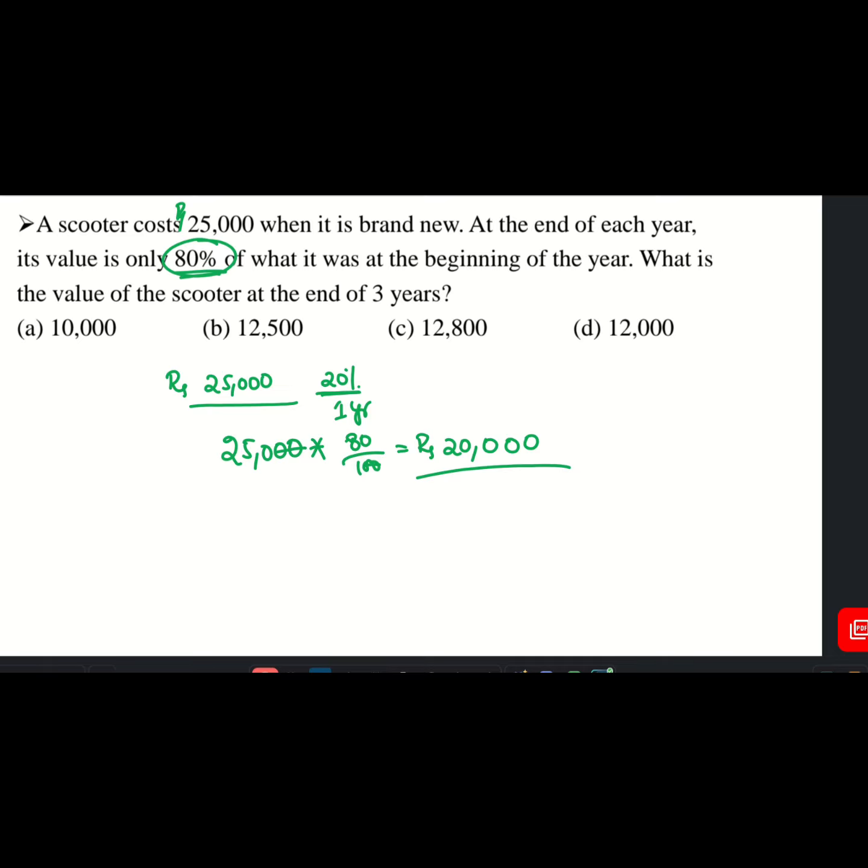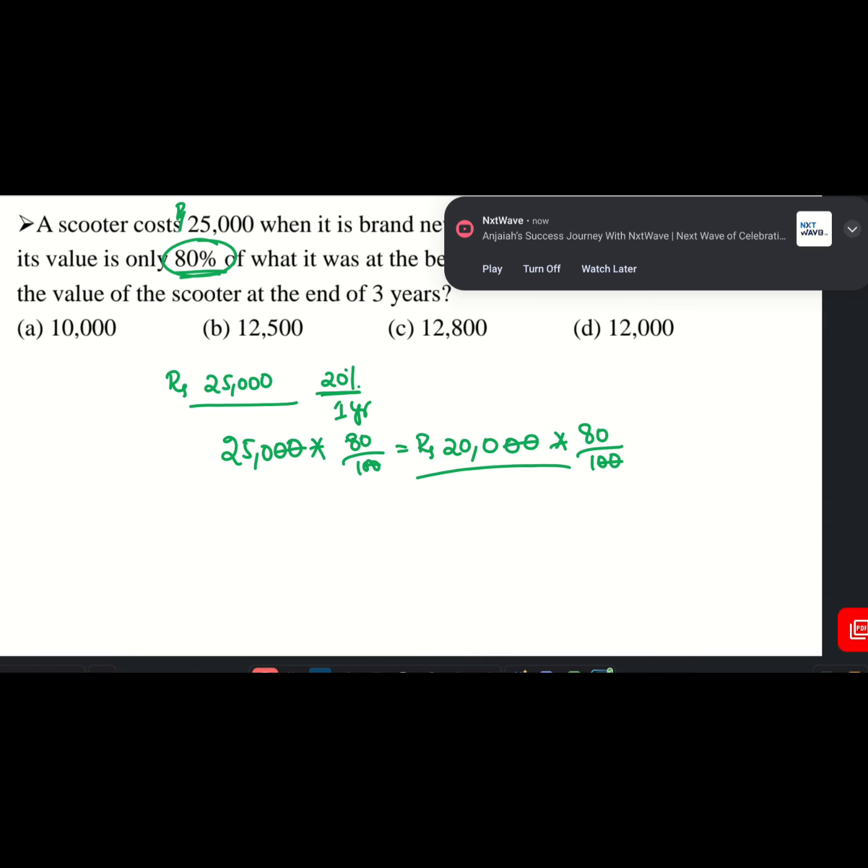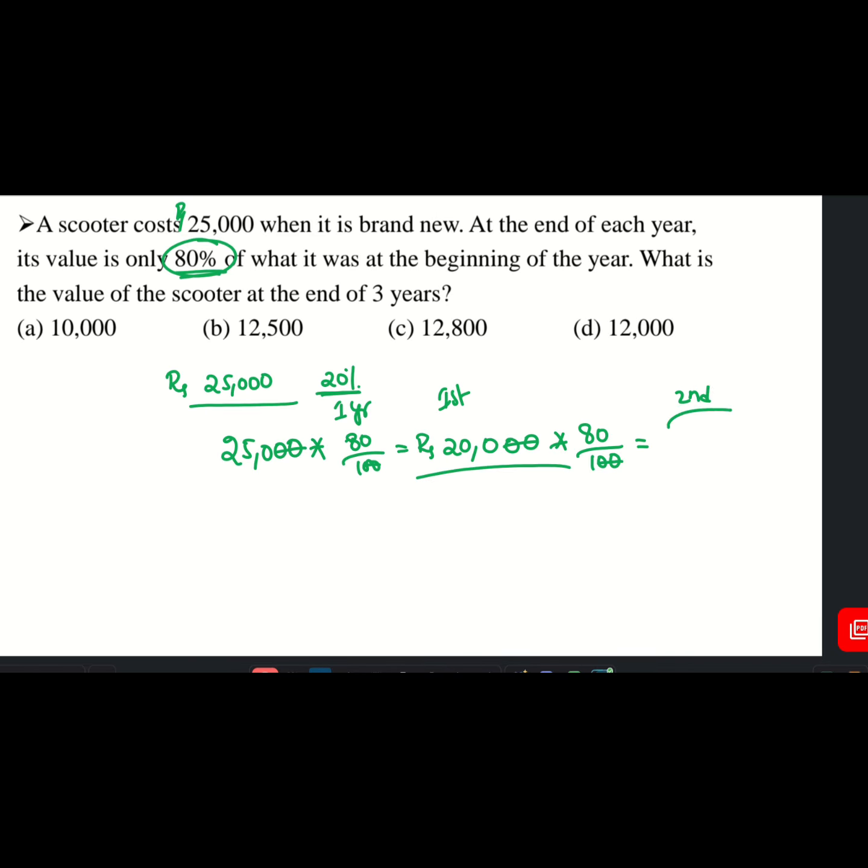Next year will again be 80% of 20,000. 80% of 20,000 is, 2 8s are 16, so the second year value will be 16,000. And the final year will again be 16,000 into 80 percent. 16 8s are 128, so that will be equal to 12,800.